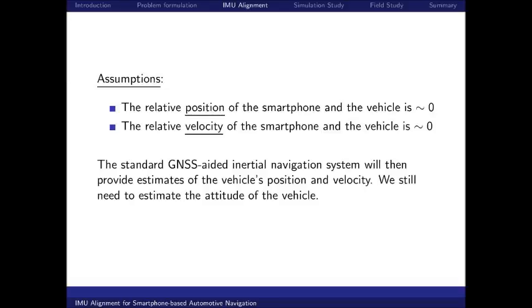Second, we assume that the vehicle and the smartphone have the same velocity. This is justified since the speed of the vehicle typically is much larger than the speed of the smartphone with respect to the vehicle. Given these two assumptions, the GNSS-aided inertial navigation system, which I presented before, will provide us with estimates of both the vehicle's position and of the vehicle's velocity. What is left is to estimate the attitude of the vehicle.